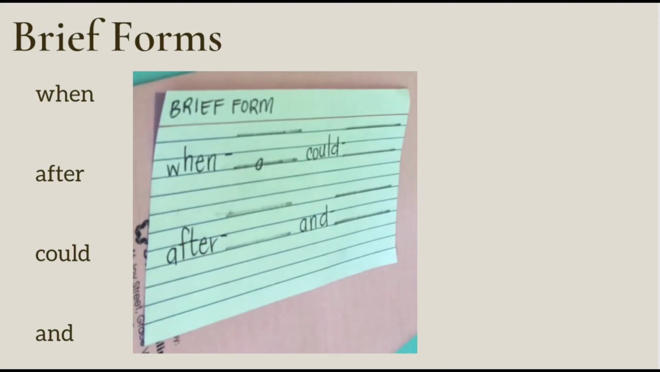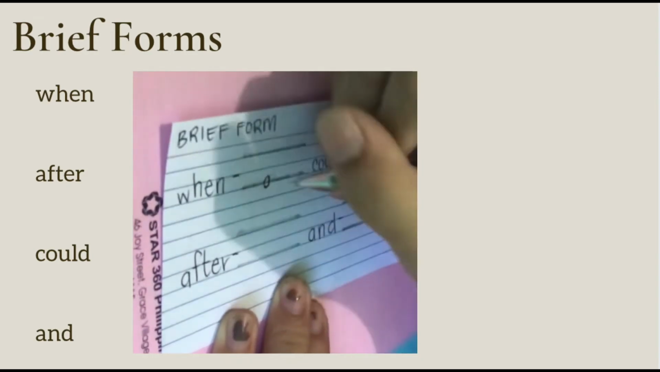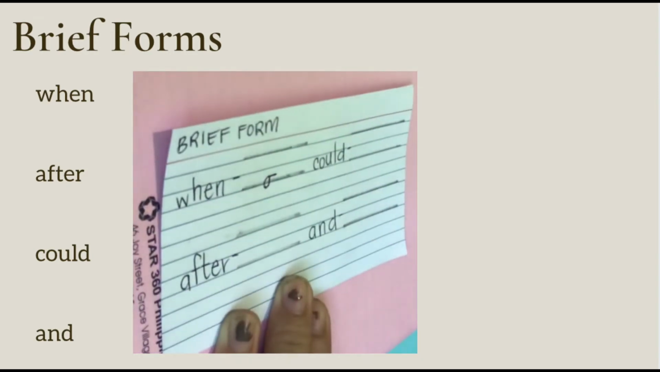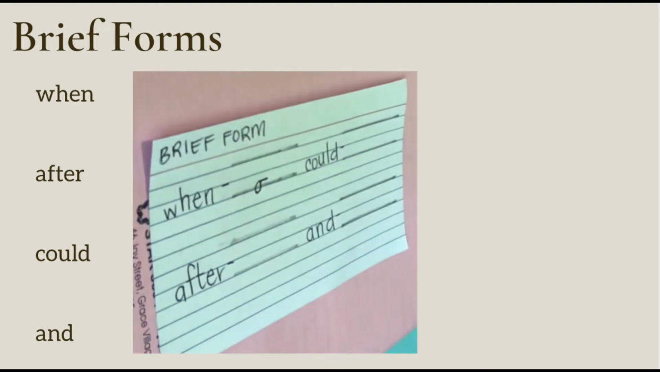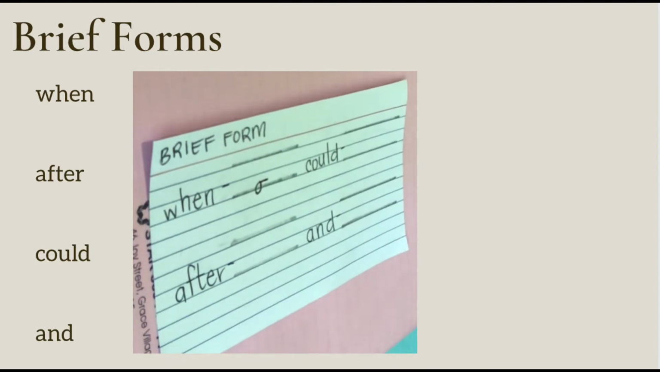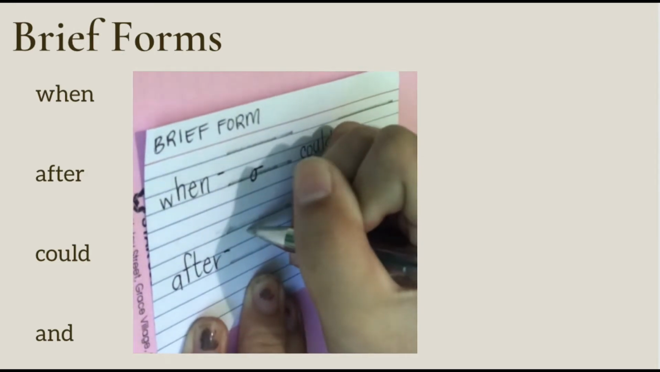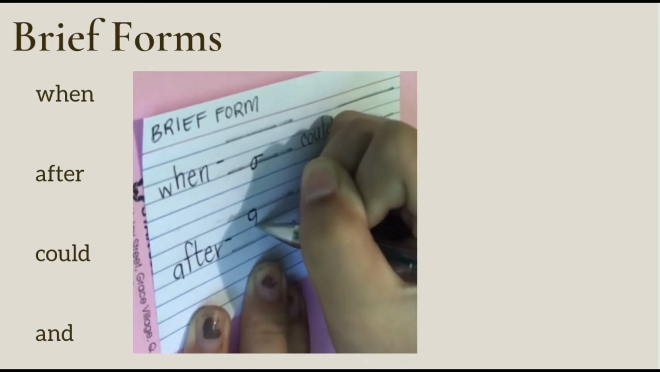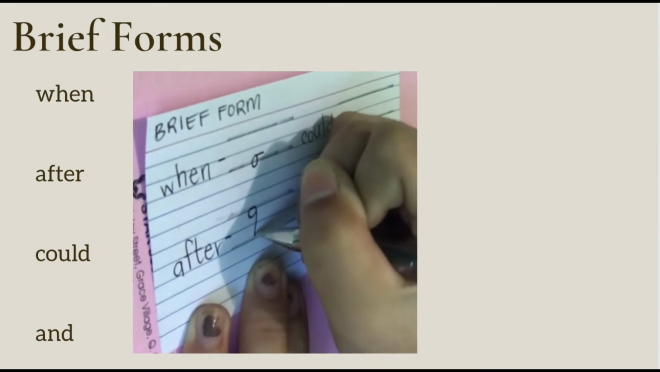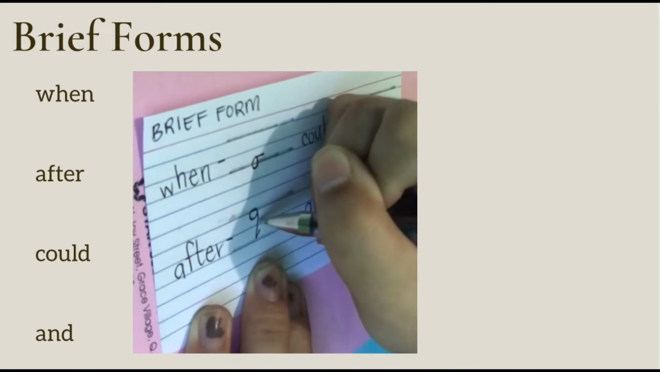First example is when. This is how you do the stroke of when. Letter E and N. This is the letter E and N. Next example is after. This is how you do the stroke of after. First letter is A, F, and T. This is the letter A, F, and T.